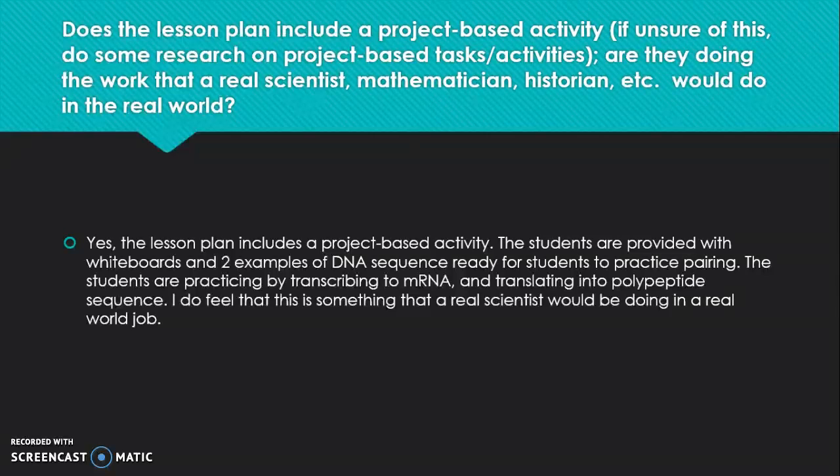Does the lesson plan include a project-based activity? Are they doing the work that a real scientist, mathematician, historian, etc. would do in the real world? Yes, the lesson plan includes a project-based activity.